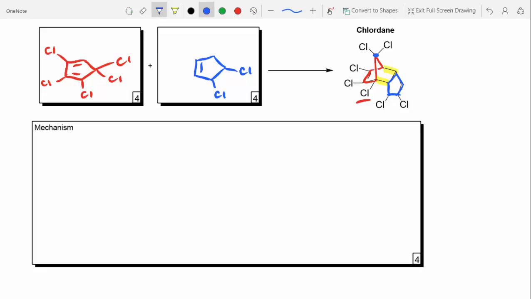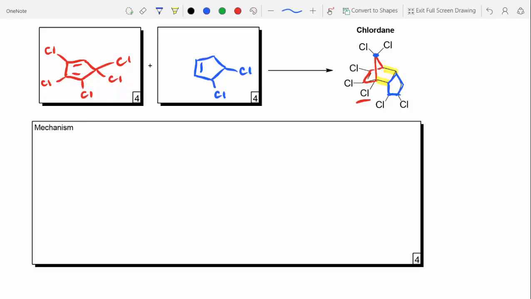Do you guys want to do the mechanism? Yep. Are the double bonds always in that position? For the red product or red starting material? And blue, yeah. Yes. In this case, those are your only options. All right, let's not do the full mechanism because we're running out of time.